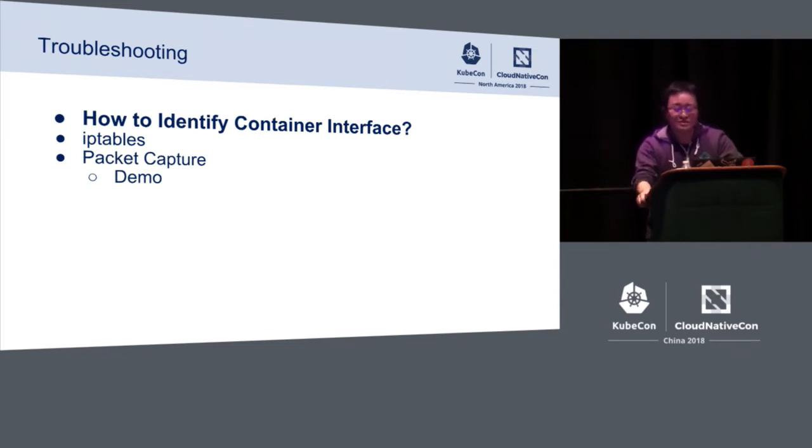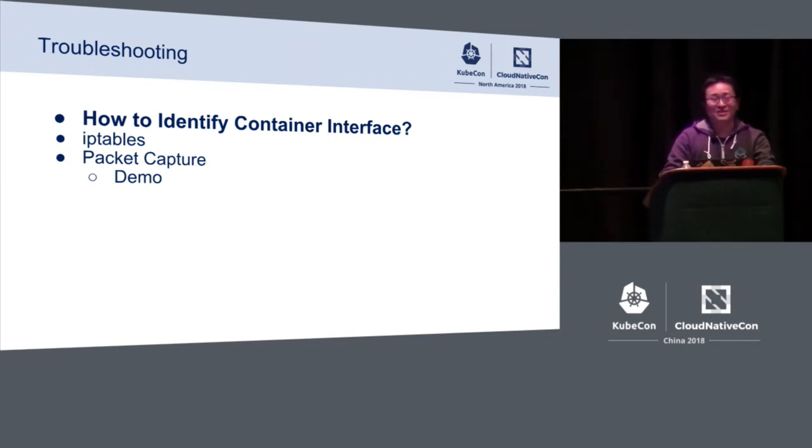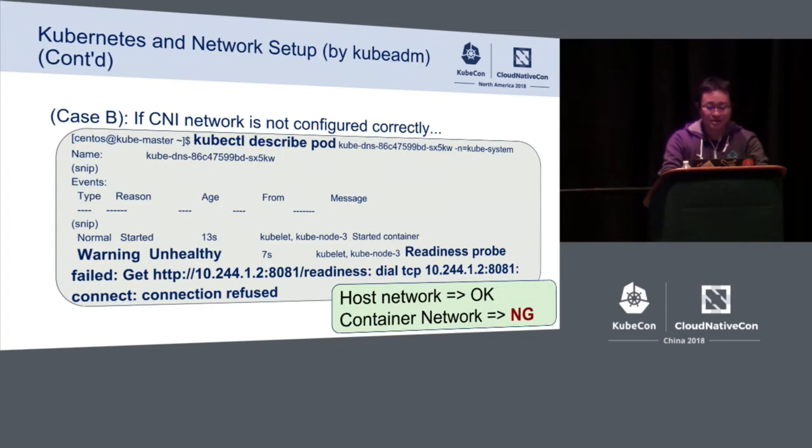Troubleshooting is a very wide topic, and of course I could not introduce everything in 30 minutes, or maybe more than one day, or I don't know. And of course I don't know everything about Kubernetes, and that may be true in the future as well. So I'd like to introduce how to identify the container interface and the IP packets, iptables, and packet capture, very simple stuff.